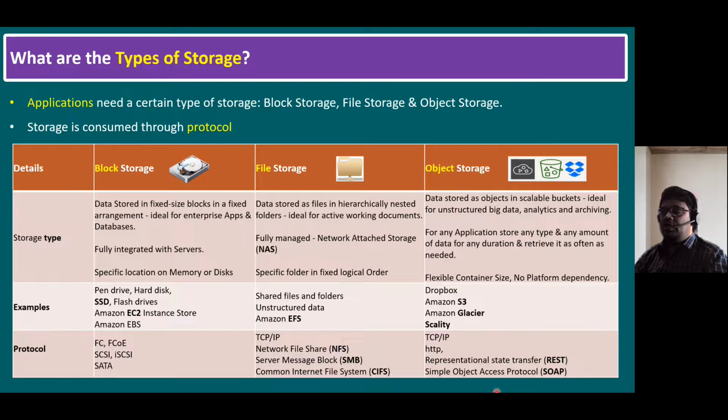Similarly, for object storage we can use TCP/IP and HTTP, that means using the internet. We can also access it using the HTTP protocol, REST protocol, and SOAP. REST's full form is Representational State Transfer, and SOAP means Simple Object Access Protocol. In the same way, Scality also uses a similar type of protocol, SOFS, Scality Object File System. And even other third-party tools have different types of protocols.